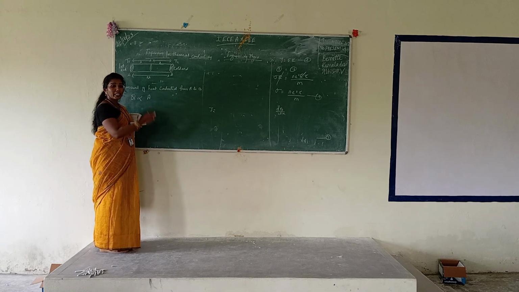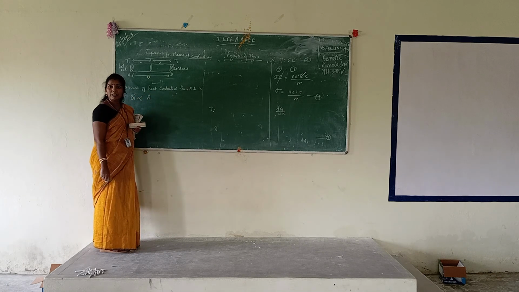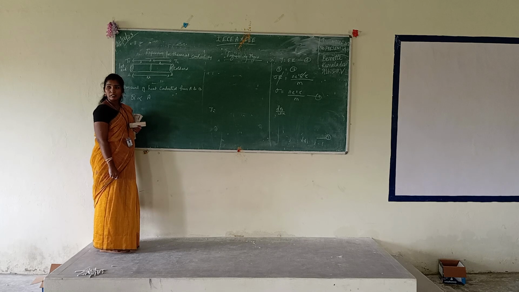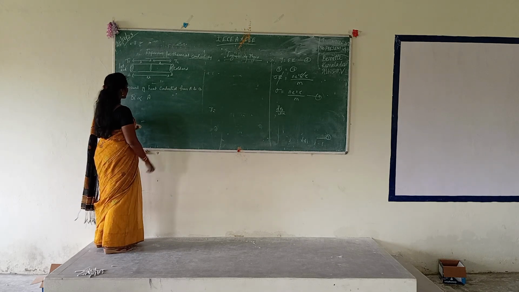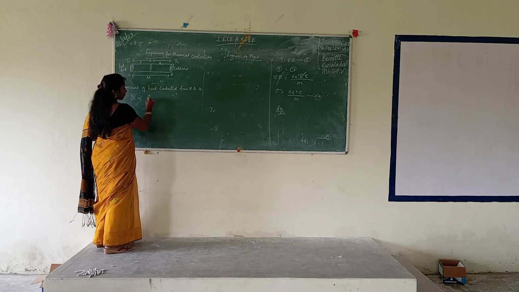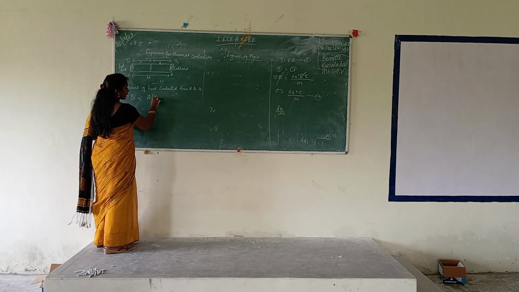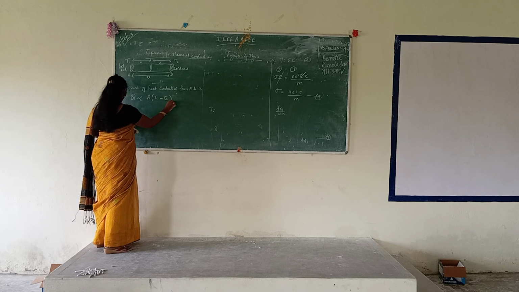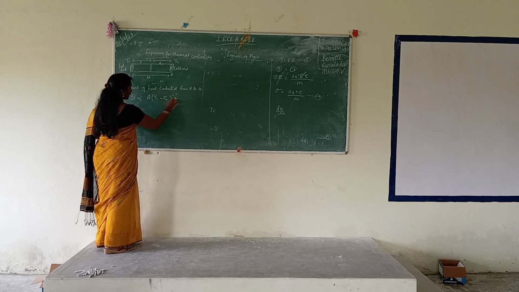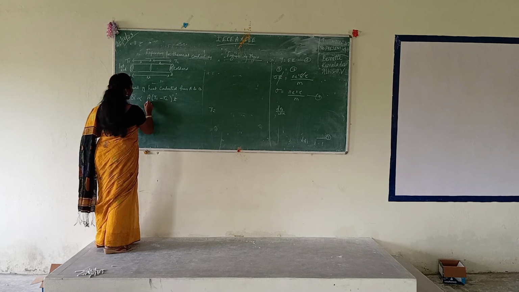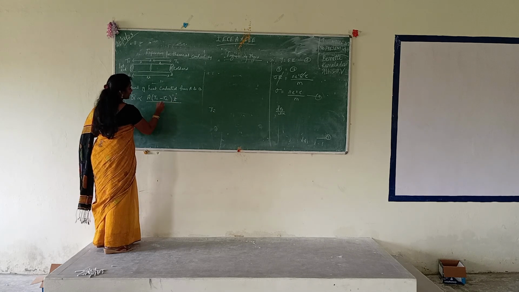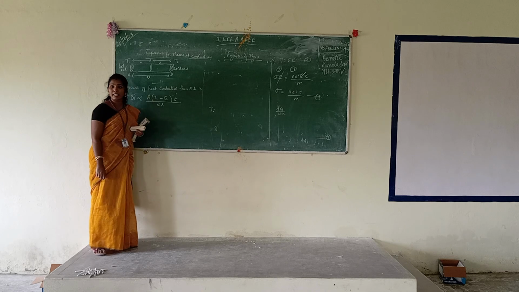So the temperature difference between the two ends A and B is T1 minus T2. Q is directly proportional to the area and to the temperature difference T1 minus T2 over that time period, divided by 2 lambda. The length of the material is inversely proportional.